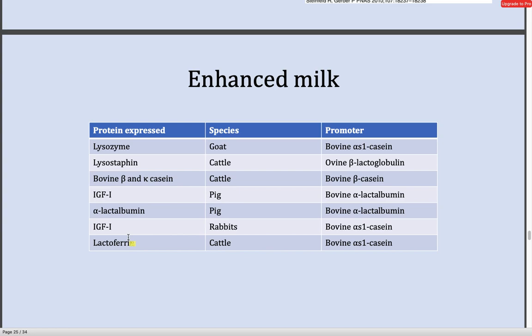So they have animals which express all of that in the milk. So whether it's lysozyme or lysostaphin, bovine beta, alpha-lactalbumin, lactoferrin, and under those promoters.